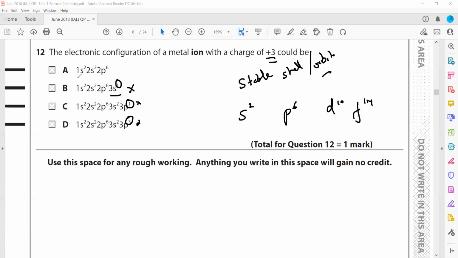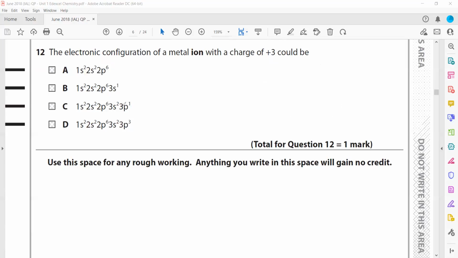But when you check A, the last subshell 2p6 is complete. So that's why A is the right answer. Why are B, C, and D not correct options? Because the shells are still not completely filled. Either it will be stable if this electron is lost from the 3s, or there should be no electron here, then it will be stable.